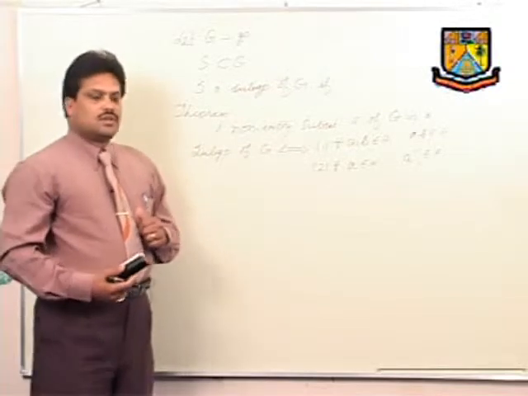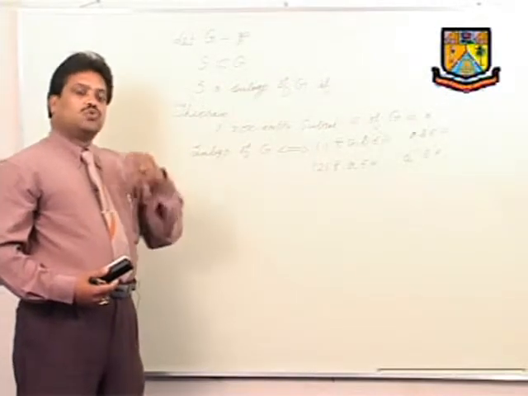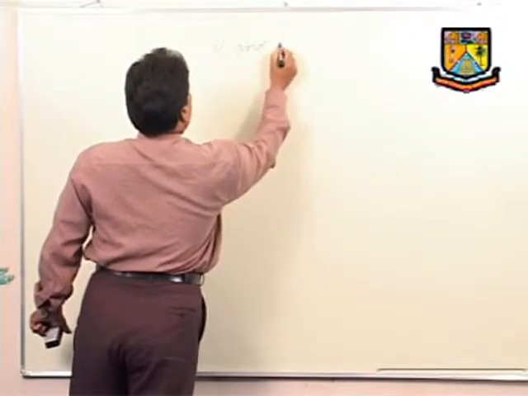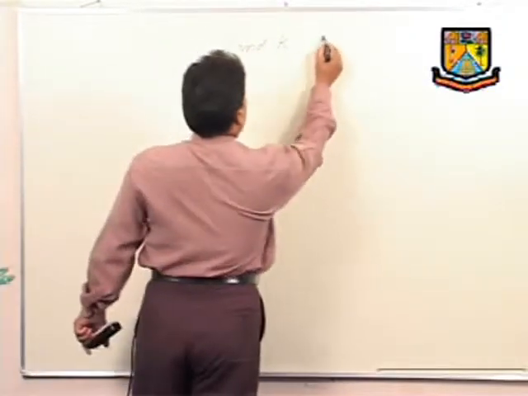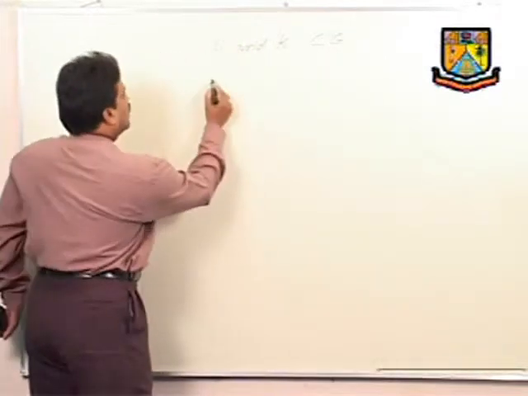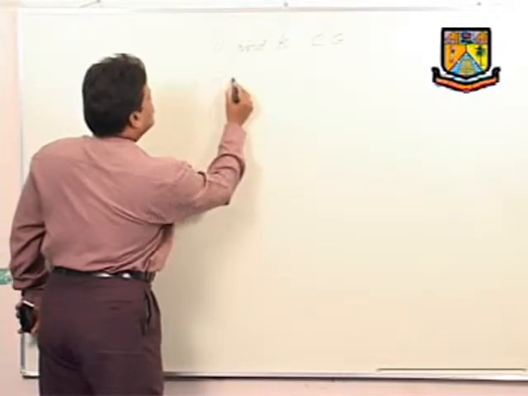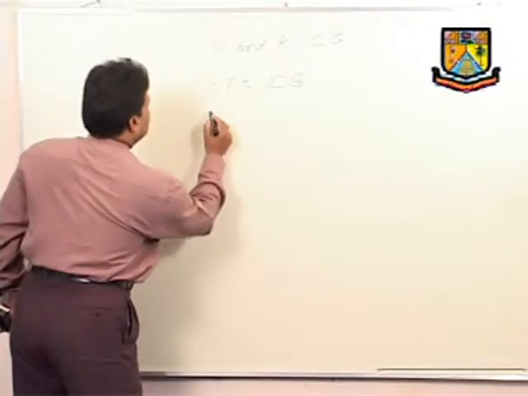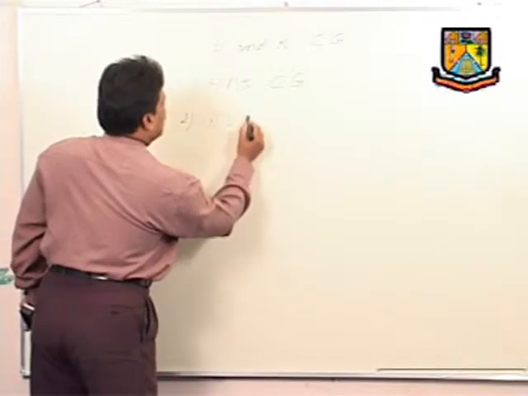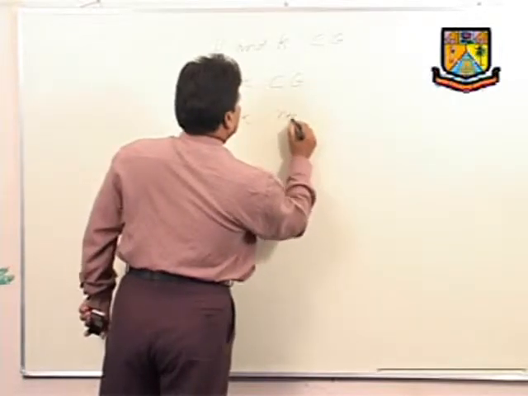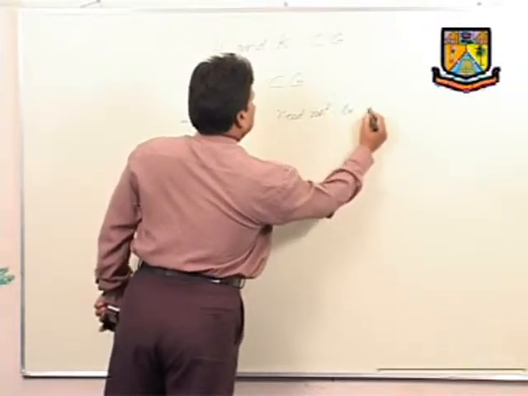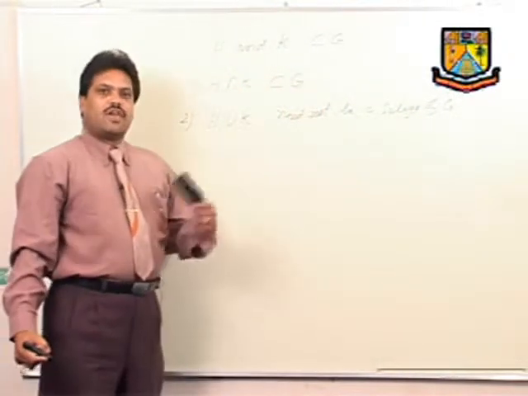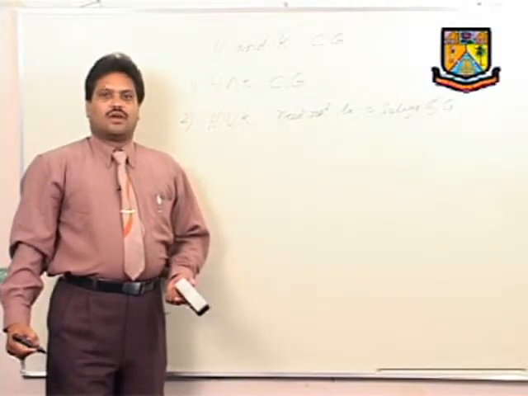The next one is, suppose you are given 2 subgroups, say for example H and K, which are subgroups of G, then first, H intersection K is always a subgroup of G, and the second one is H union K need not be a subgroup of G. And a famous important theorem in subgroup is Lagrange's theorem.